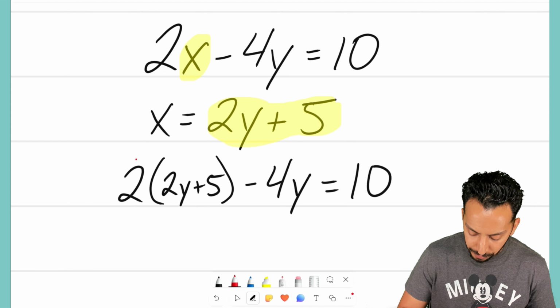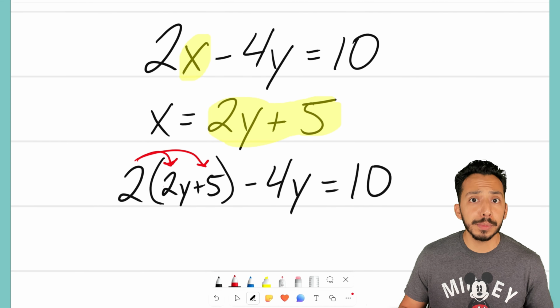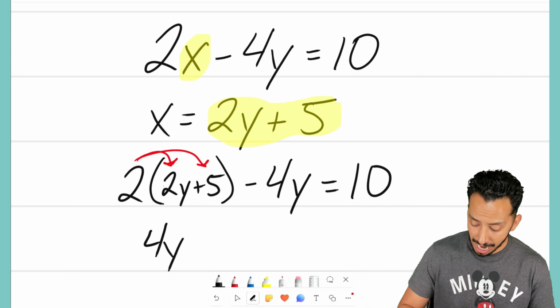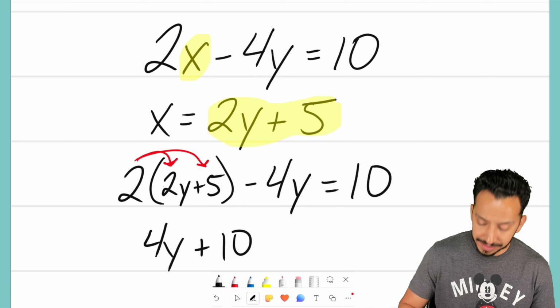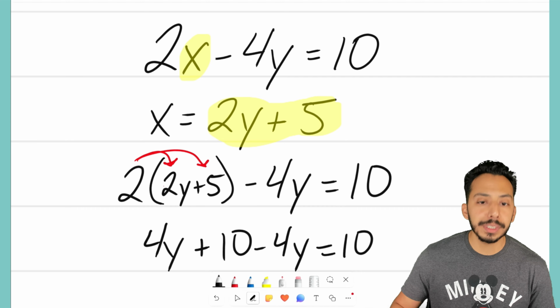I have that 2 out in front. I'm definitely going to have to use the distribution method. Multiply both terms by 2. So 2 times 2y is going to give me 4y. 2 times 5 is going to give me positive 10. And then I still have minus 4y, and it equals 10.